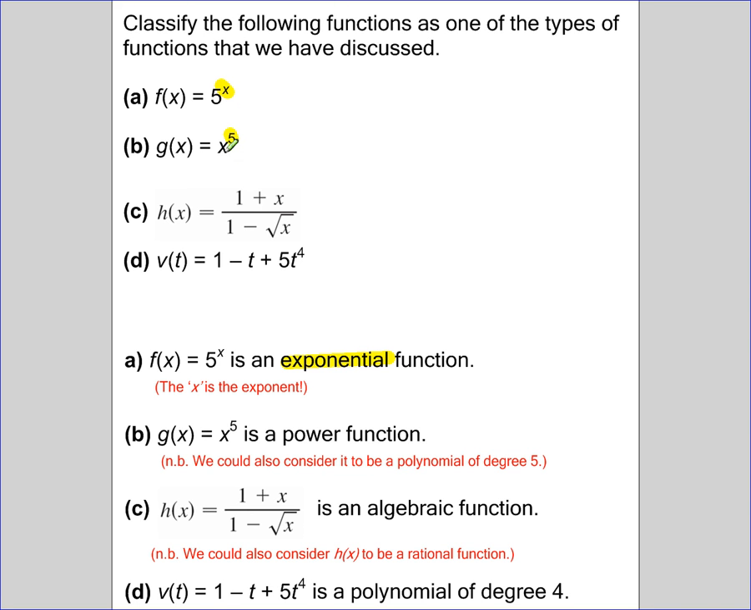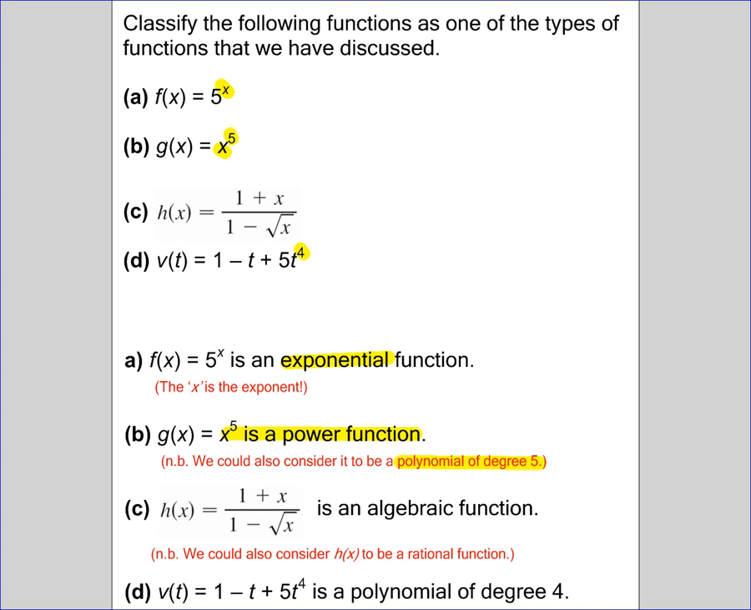This is a quintic or fifth degree polynomial function, but we call it a power function. You can call it a polynomial of degree 5, but more specifically we refer to it as a power function. C is clearly rational. You may call it algebraic, but it could also be considered a rational function. And finally, the last one, we call it a polynomial function, although it does fit that big classification called algebraic. We can be more specific and say it's a polynomial of degree 4, the highest power of the exponent.